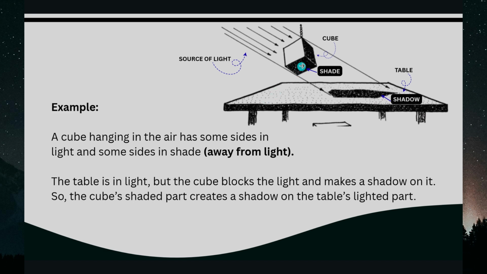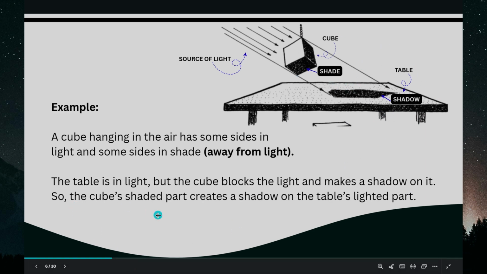There's a table and a hanging cube making the shade and the shadow. So the example is talking about a cube hanging in the air has some sides in light, which means this upper part, and some sides in shade, away from light, the right hand side part. The table is in light, but the cube blocks the light and makes a shadow on it. You guys can see clearly here.